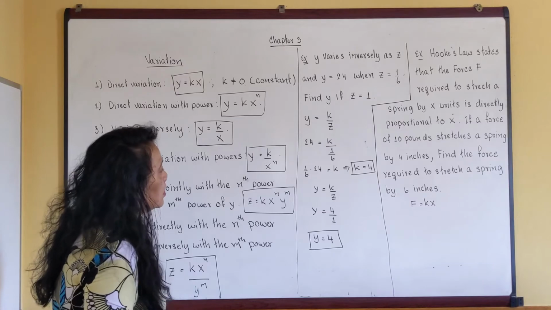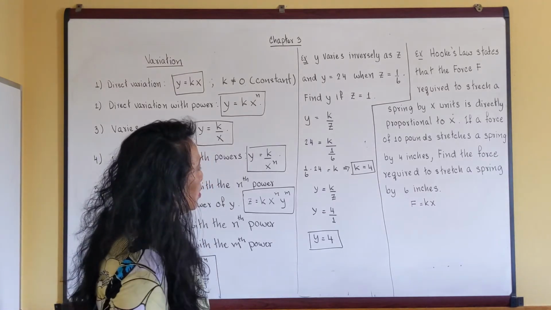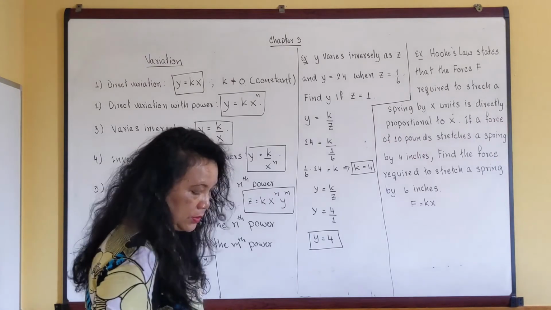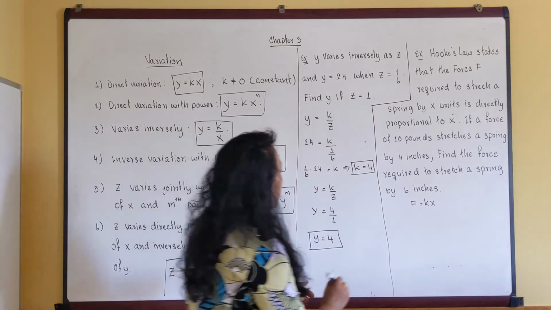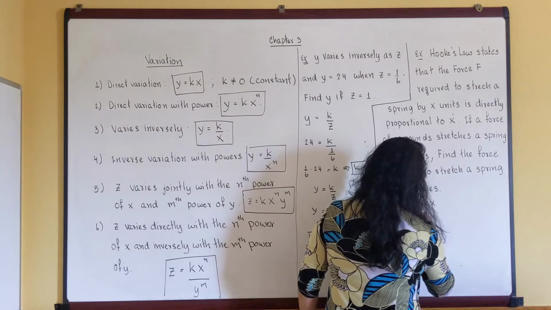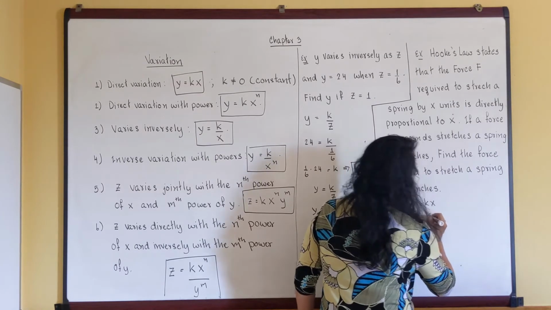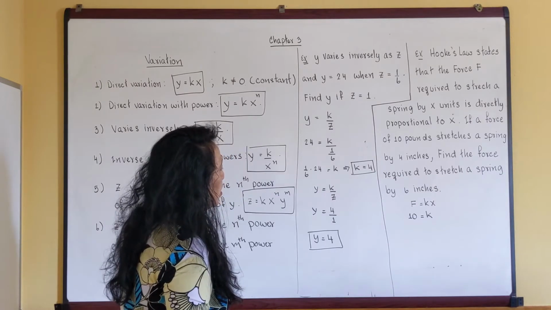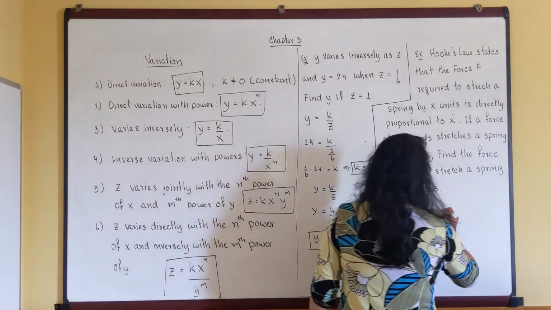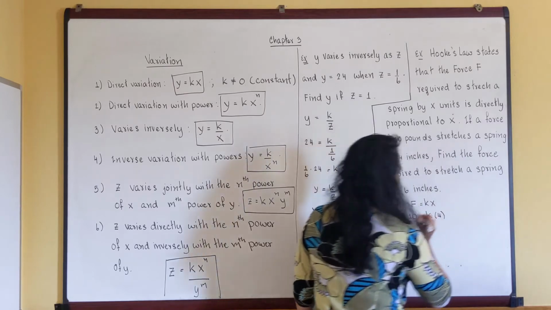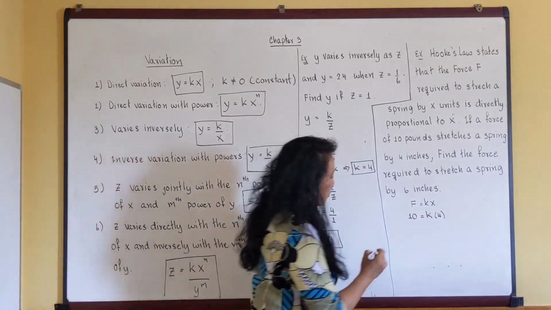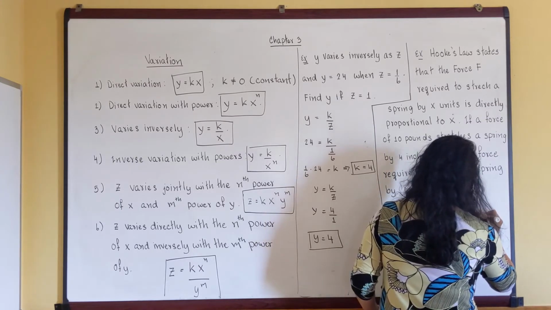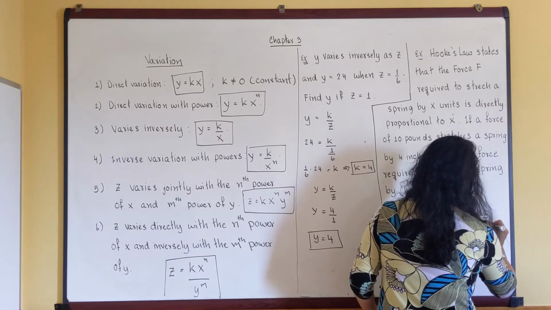So it said that the force of 10 pounds. So the force now is 10 pounds. We don't know what K is. Stretch a spring by 4 inches. So 4. From here I can solve for K. So K will be 10 over 4.